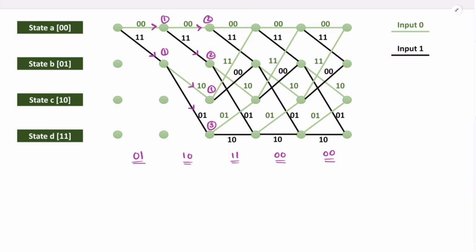Now let us identify weightage at this node. If you follow this path, then over here received data is 1, 1. Here with this link, output is 0, 0. So 1, 1 and 0, 0 difference is 2. So current 2 and previous 2 means over here there will be 4.